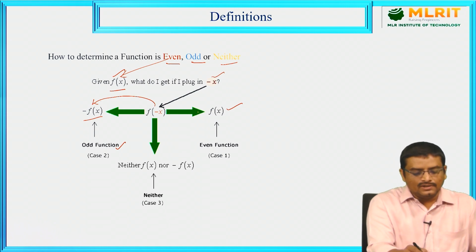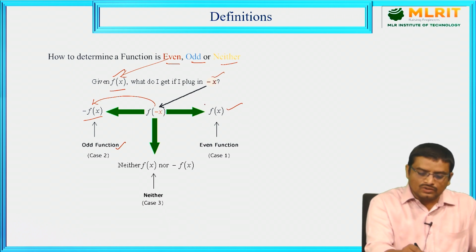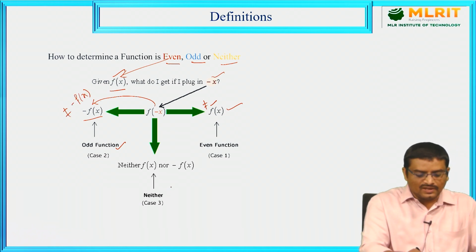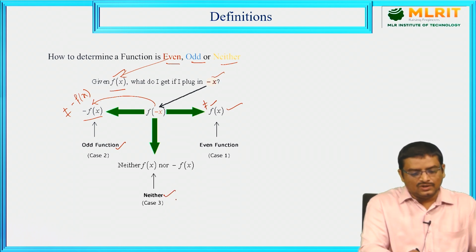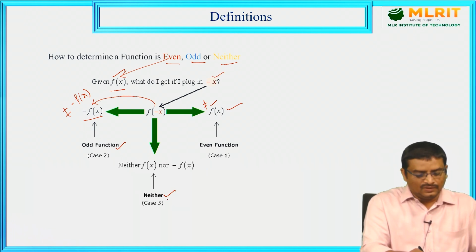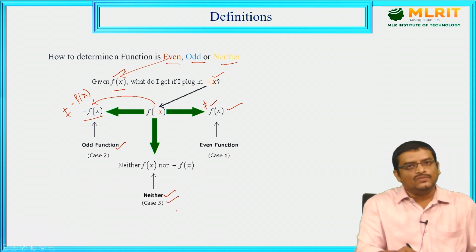The third case is, if you replace x with minus x in the same function and that value is not equal to f of x and not equal to minus f of x, then we consider that function neither even nor odd. Neither even nor odd is nothing but a function which is not an even function and not an odd function.